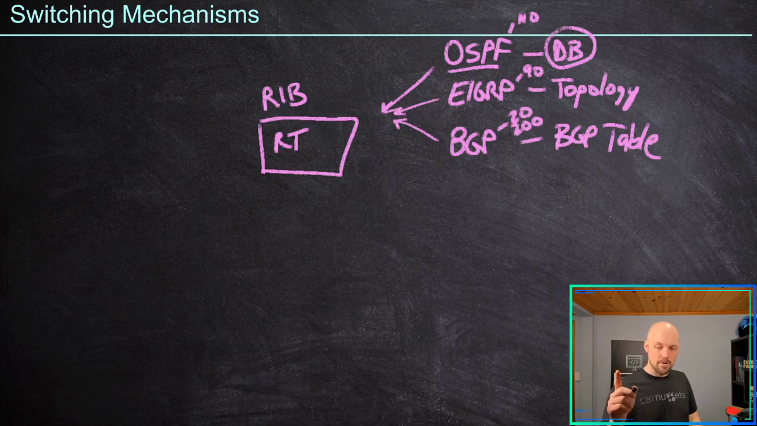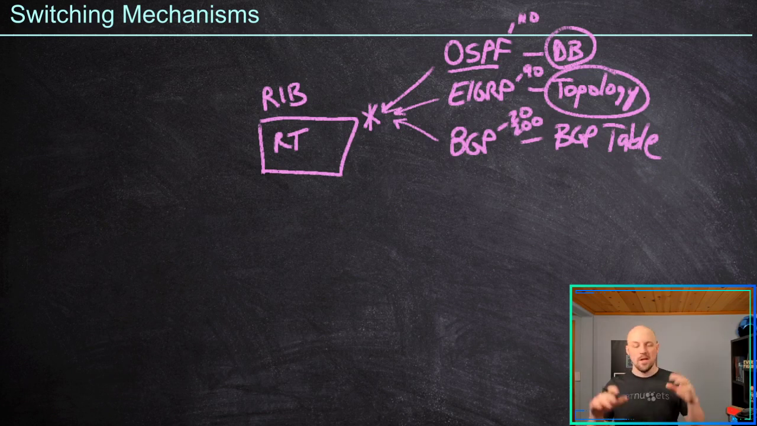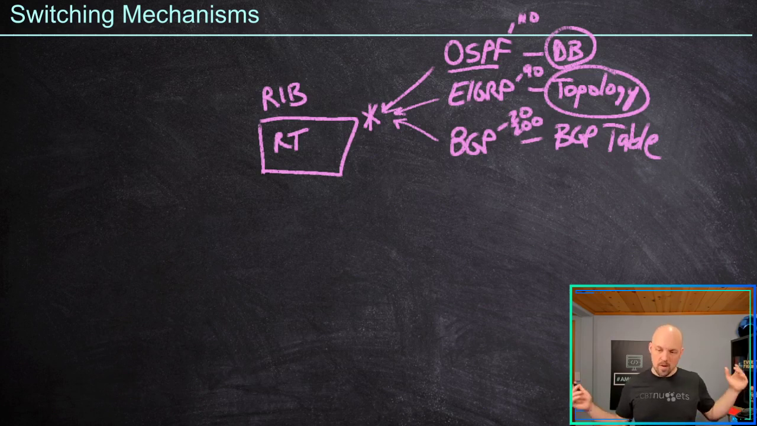If I have decided not to install a route into the routing table, it doesn't mean that the database has forgotten it. In fact, we want that route to be available in the OSPF database, because if the EIGRP route stored in the topology table is lost for whatever reason, but we still have an OSPF route, we can go ahead and install that into the routing table. This point right here is where routes are compared to one another. The OSPF database, the EIGRP topology table, and the BGP table are not comparing to one another in any way. We only compare them when we're installing routes into the routing table.